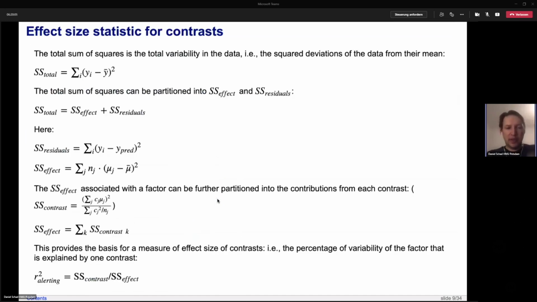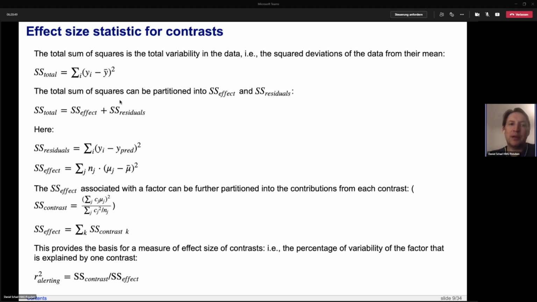And to do that, we can look at how sum of squares are computed in a linear model. So this is a short excursion into the realm of ANOVA, analysis of variance. The total sum of squares is the total variability in the data, the squared deviations of the data from the mean. Remember, you have learned this in statistics about analysis of variance. You subtract the grand mean from the individual data point, square that, and sum it up for all data points. That's the total sum of squares.